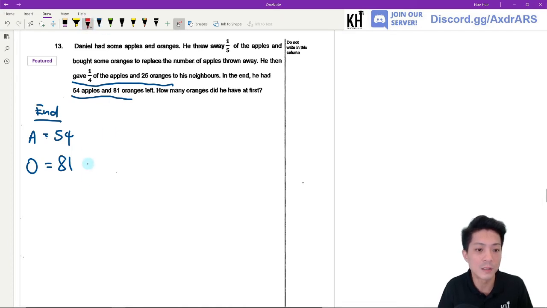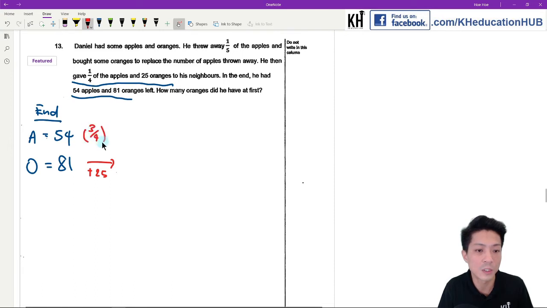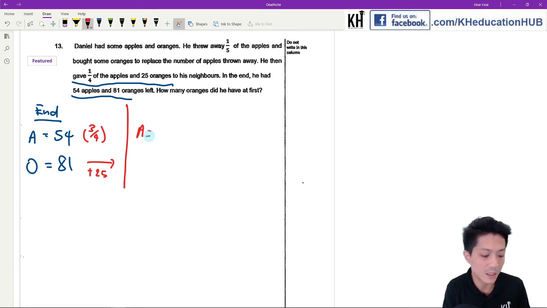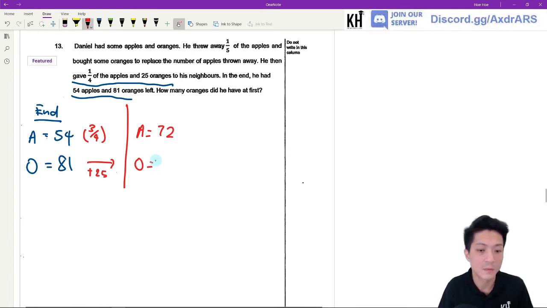So which means that for the oranges, I need to plus 25. And then for the apples, you need to know that this is 3/4. I need to find what is 4/4. So for the apples, I need to use 54 divided by 3 and then times 4. I'm gonna get 72. For the oranges, it will be 81 plus 25. I'm gonna get 106.